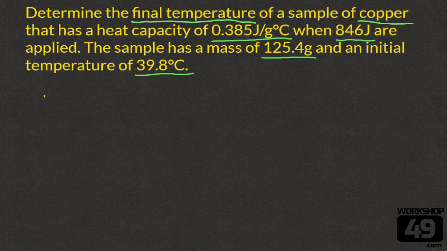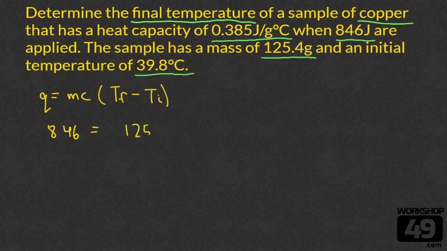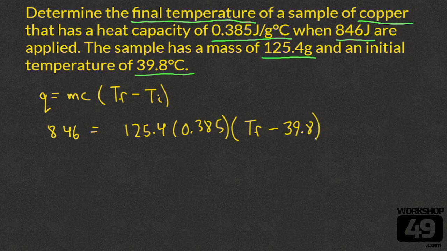Let's go ahead and fill this in. We have Q equals mc (temperature final minus temperature initial). We can fill in what we know. Our Q value is 846 equals our mass, which is 125.4, multiplied by our specific heat capacity, which is 0.385. Once again, this is multiplied by the temperature final that we don't know, subtracting our temperature initial, which is 39.8 degrees.